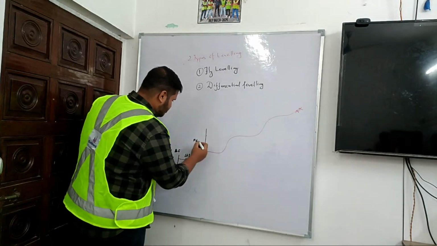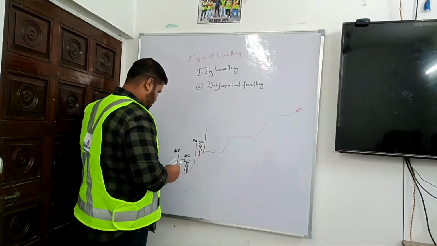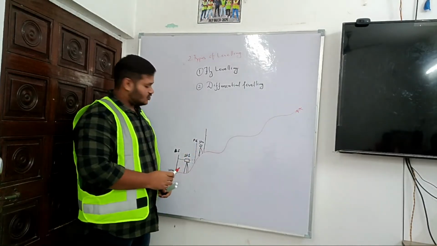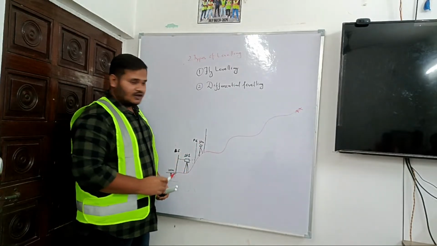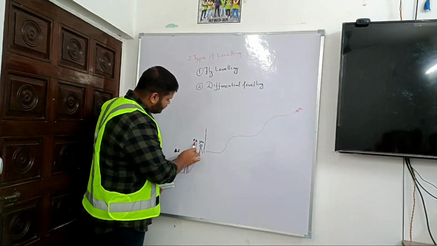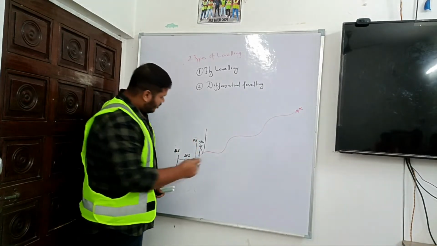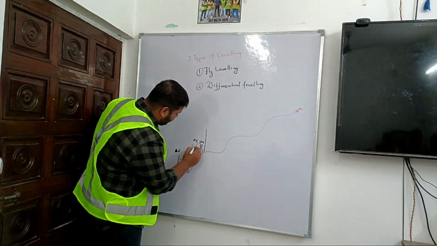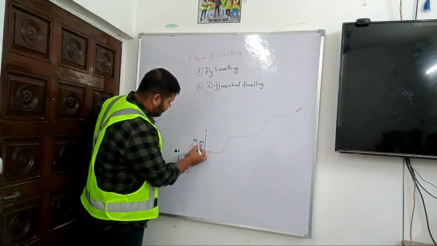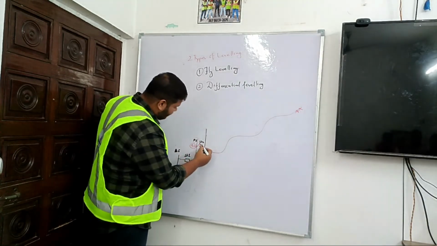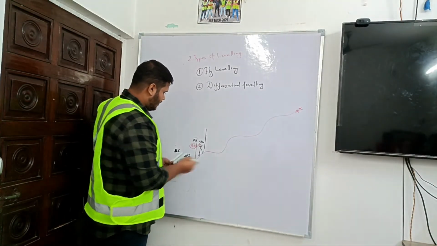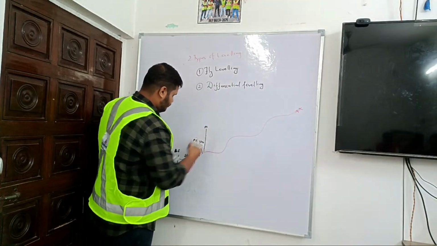Now we have changed the station, so this is station 2. After changing from station 1 to station 2, the staff will not move, and this foresight will become our next backside for station 2. At this staff we will take the backside. Again we will take the foresight here, which will be the foresight for station 2.